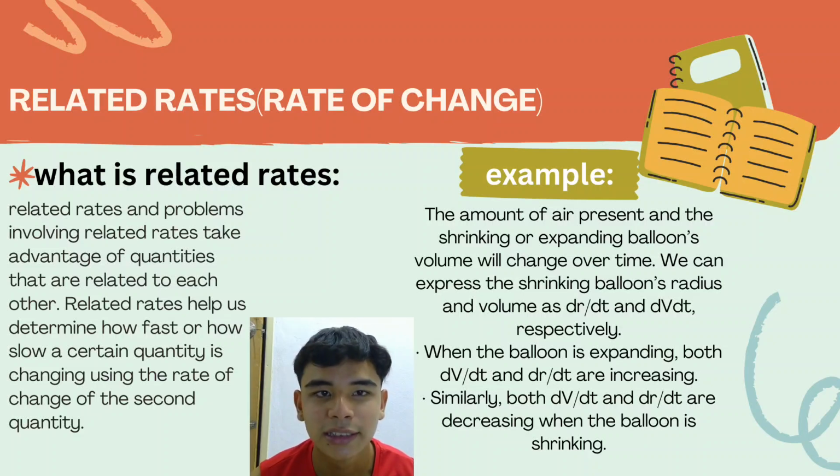will change over time. We can express the balloon's radius and volume rates as dr over dt and dV over dt respectively. When the balloon is expanding, both dV over dt and dr over dt are increasing. Similarly, both dV over dt and dr over dt are decreasing when the balloon is shrinking.